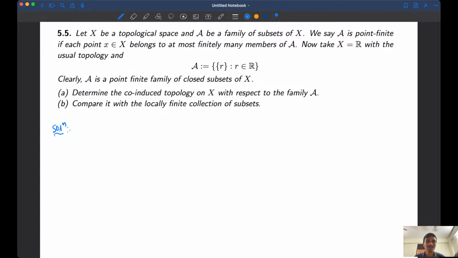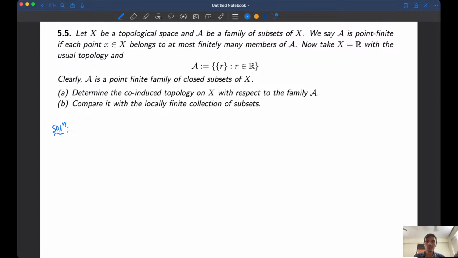But locally finite has to do with the topology. For each point, you should get a neighborhood around that point such that the neighborhood intersects only finitely many members of the family. In this case you don't need the neighborhood, you directly say that the family is point finite if that point lies in finitely many members of the family. So this is different from locally finite, because here you don't have to bother about any topology. Given any collection of subsets, you can always say whether that collection is point finite or not. But to say locally finite, you have to have some topology.